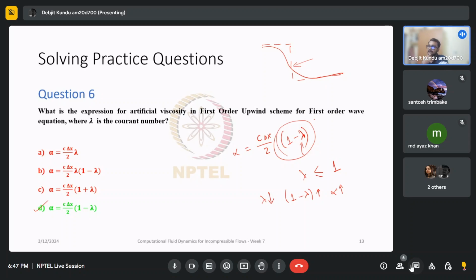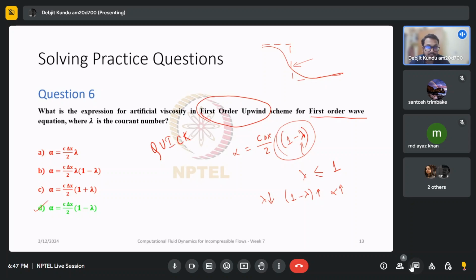That's why in practice, first order upwind schemes are not used. There are higher order upwind schemes which take care of these issues. Those are used. One such example is a QUICK scheme. We will learn about this in some of the later lectures in this course. Okay.